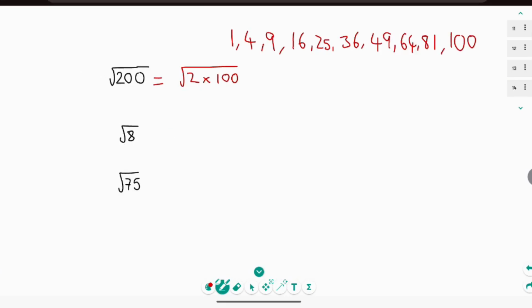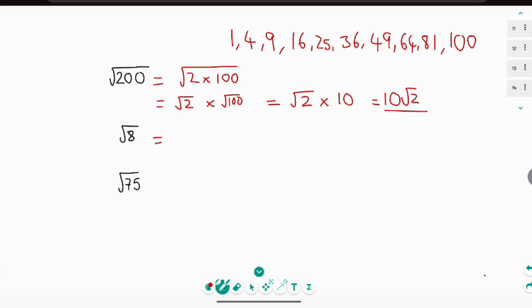And I would suggest to write all your steps down. If you try to make shortcuts here, you're likely to make mistakes. I'm going to split this up into root 2 times root 100. Root 2 is a surd, we cannot work it out. Root 100 is 10, which simplifies to 10 root 2.